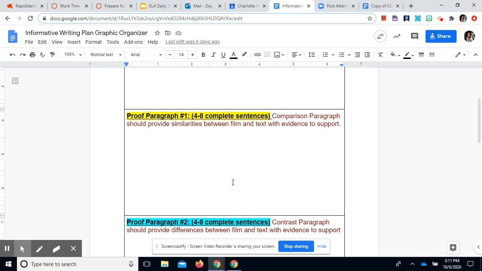So I have asked that students write about 2 to 3 similarities. 1 is not enough. More than 3 is possibly too much. So you can construct a good solid paragraph talking about at least 2 or 3 similarities and citing evidence from both the book and the movie to do this.